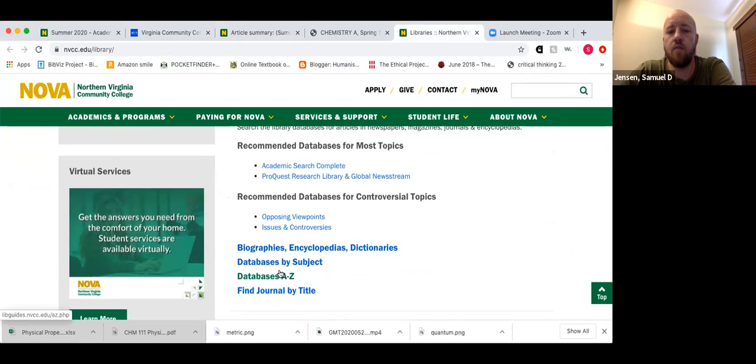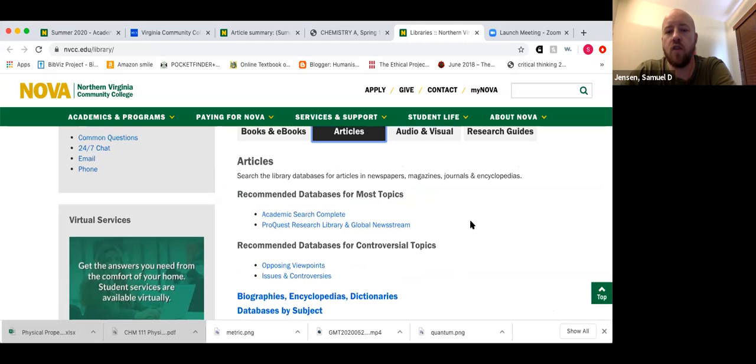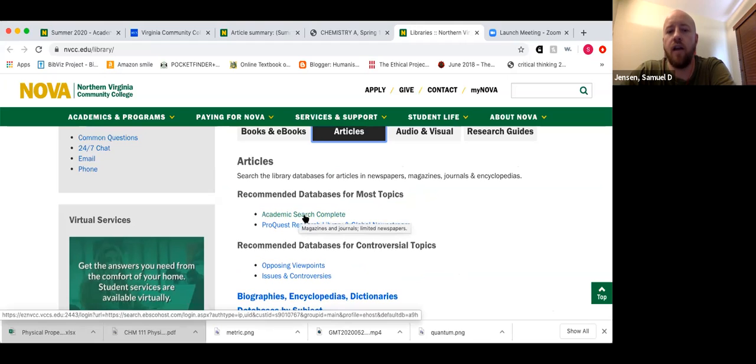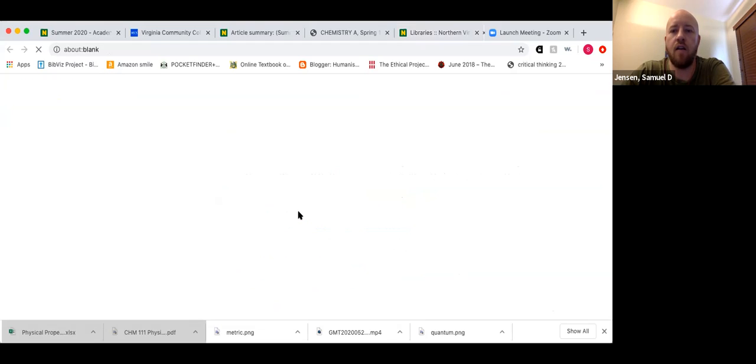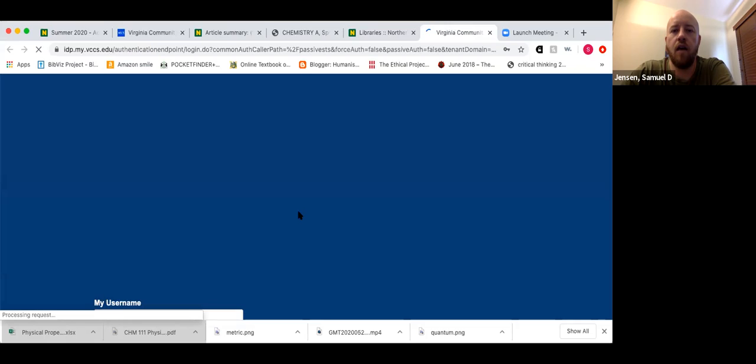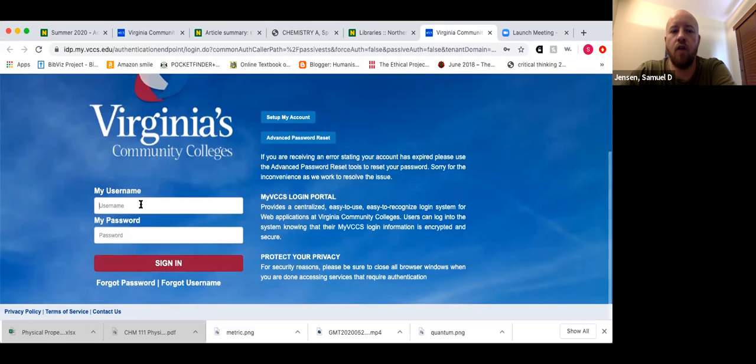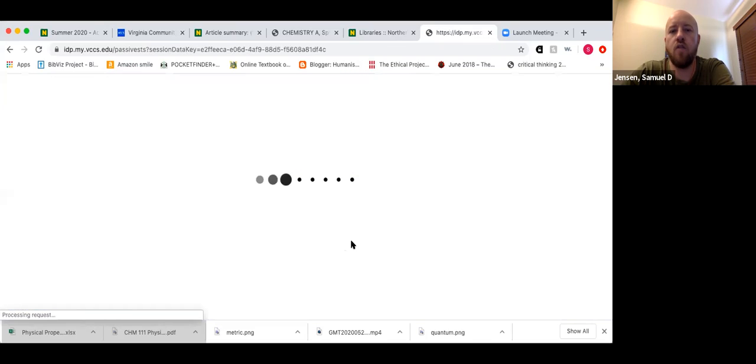Now, you can obviously pick databases by subject, if you're going to search by chemistry or science journals and things like that. But where I recommend you start is just the very first link, Academic Search Complete. When you click on this from outside the library, you'll have to log in with your Nova login.